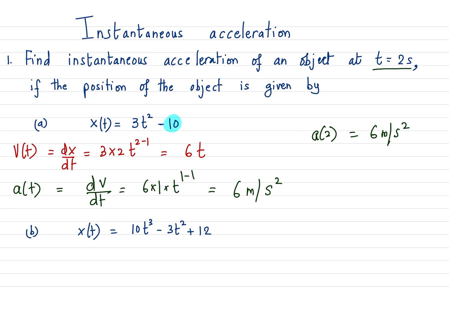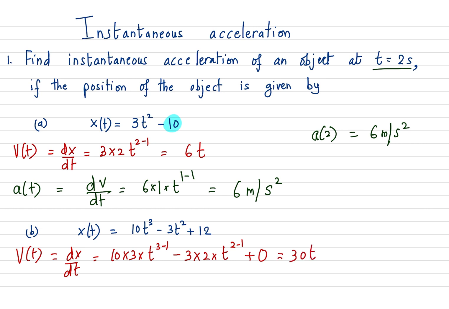In the next one, it's a little bit more complicated in terms of the terms. It has 3 terms here. Here you had only 2 terms. So we have to again do the same thing because we are finding the instantaneous acceleration. So we will first find the velocity. So v(t) is equal to dx over dt. That will be 10 times 3 times t to the power of 3 minus 1, minus 3 times 2 times t to the power of 2 minus 1. Then for the constant, the derivative will be 0. So that will give us 30 t to the power of 3 minus 1 is 2, minus 6 t to the power of 2 minus 1 is 1, and that's it.